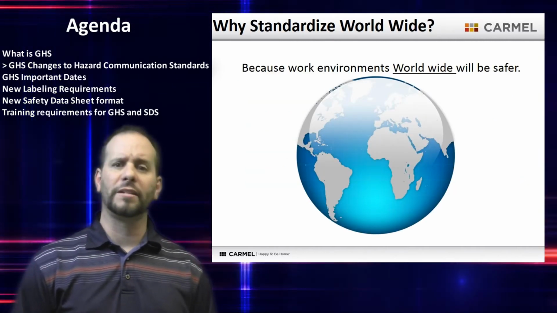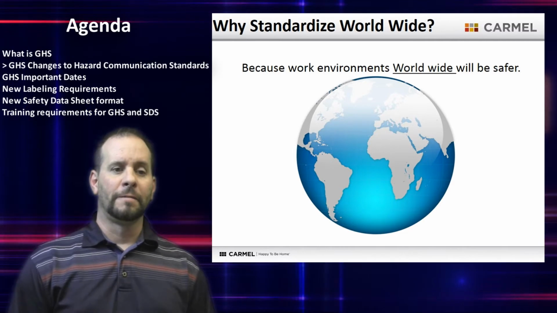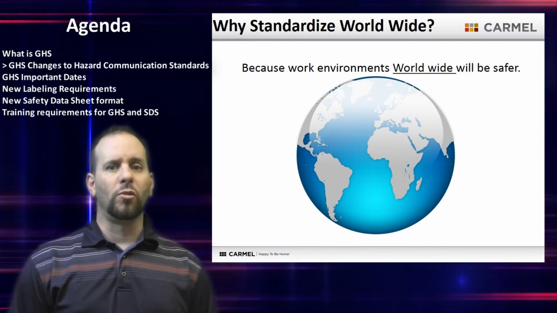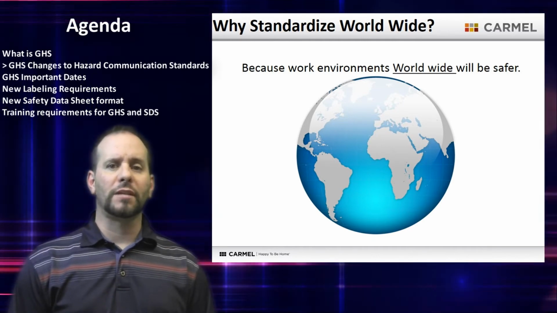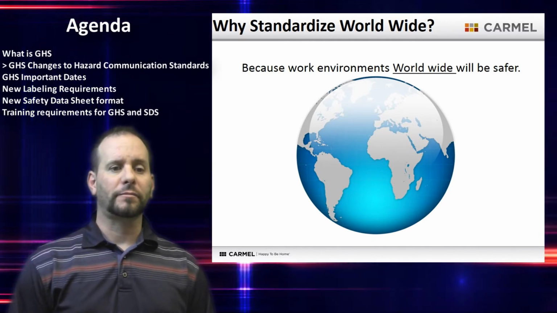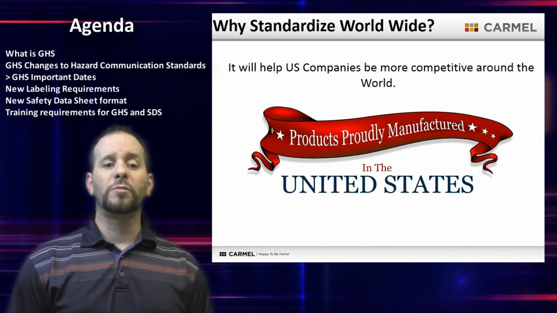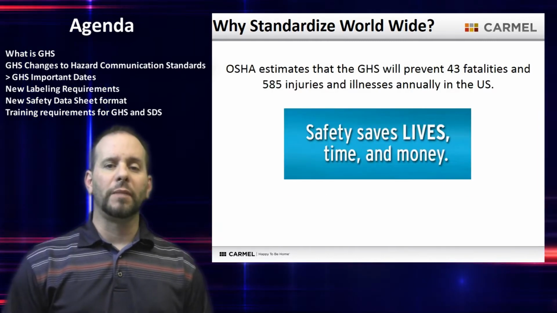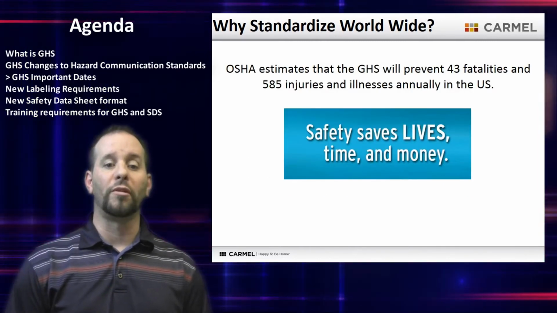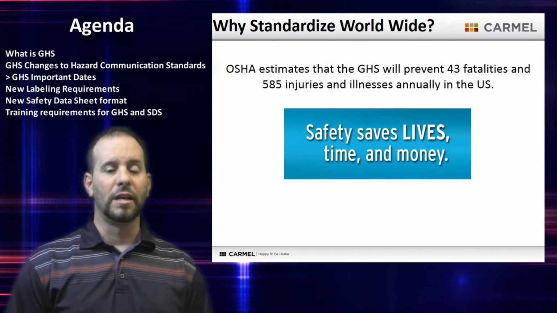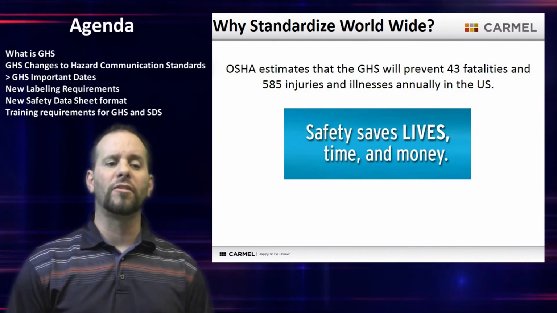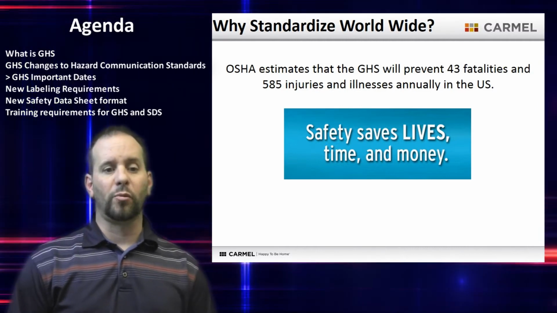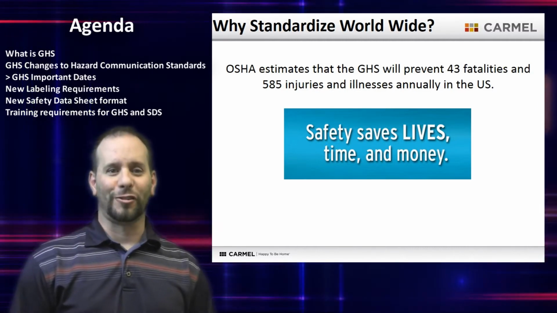So why are we standardizing it worldwide? One, because work environments worldwide will be safer. And that's number one. That's key. We need to make sure that everyone has a safe work environment at all times. It will also help U.S. companies be more competitive around the world. And OSHA estimates that the Globally Harmonized System will prevent 43 fatalities and a little over 585 injuries and illnesses annually in the U.S., which is extremely important because, as we all know, safety is first.